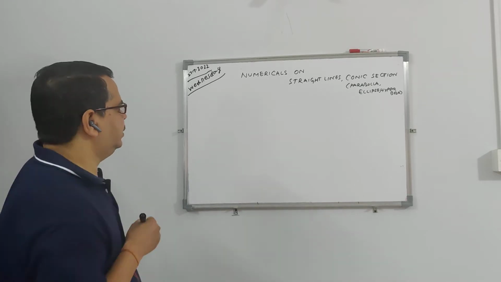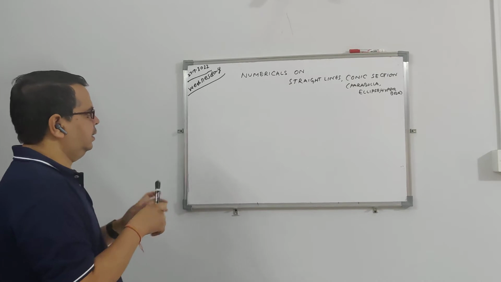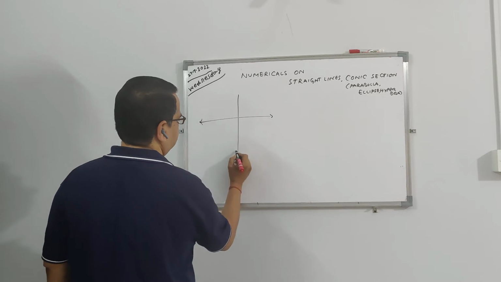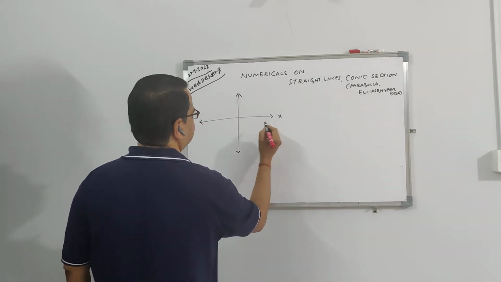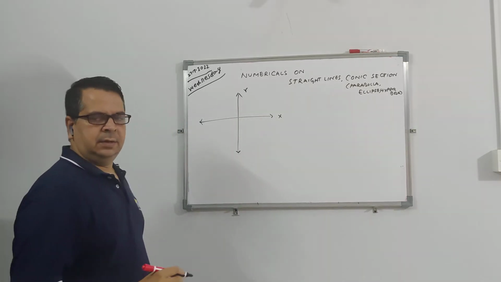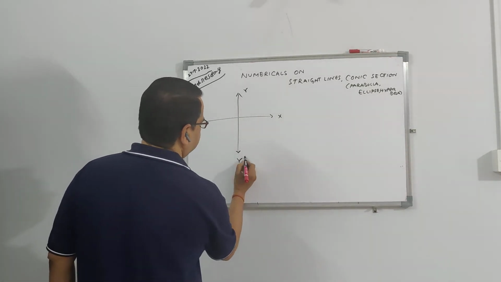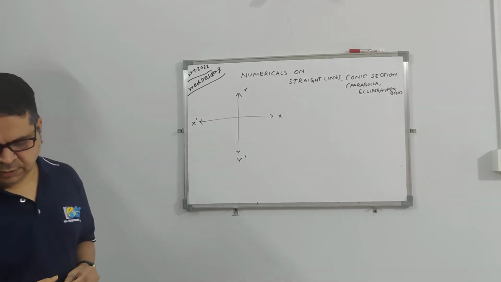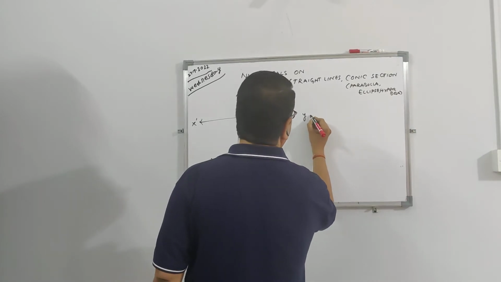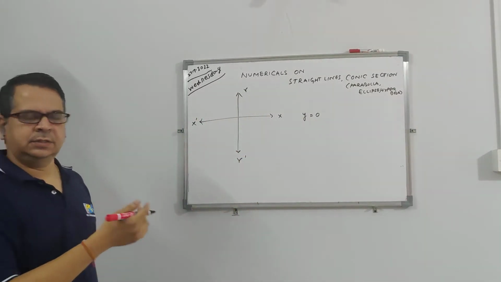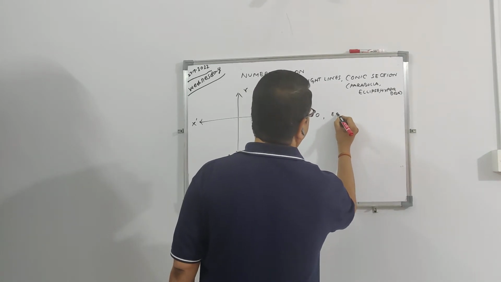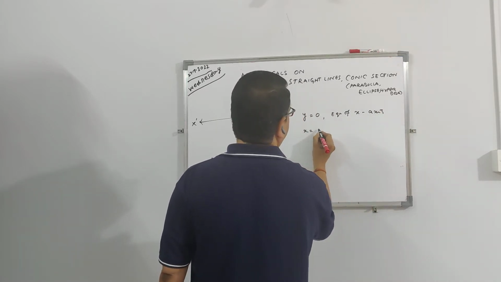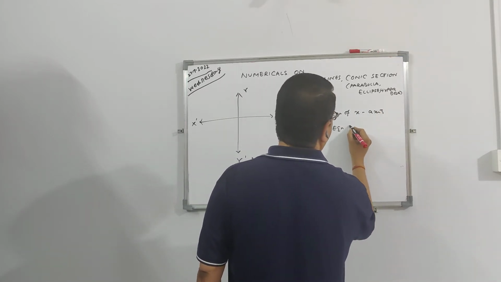So you know the x-axis. This is my x-axis, this is my x and this is my y, and x dash and y dash. The x-axis is a straight line. The equation of the x-axis is y is equal to 0, because anywhere on the x-axis the y coordinate is equal to 0. Similarly, x is equal to 0 is the equation of the y-axis.